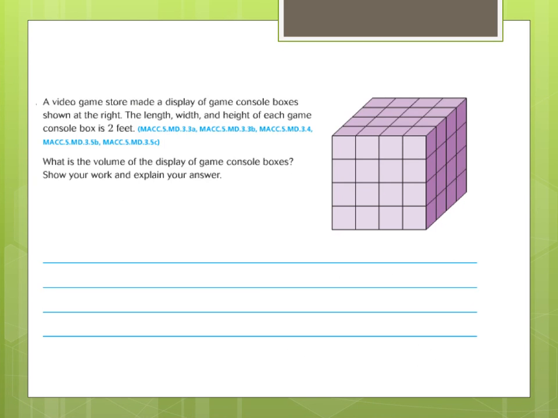This one is a little more tricky. Let's look at it together. A video game store made a display of game console boxes shown at the right. The length, width, and height of each game console box is 2 feet, meaning this is 2 feet, this is 2 feet, and this is 2 feet. That would make the volume of each game console box 8 cubic centimeters.